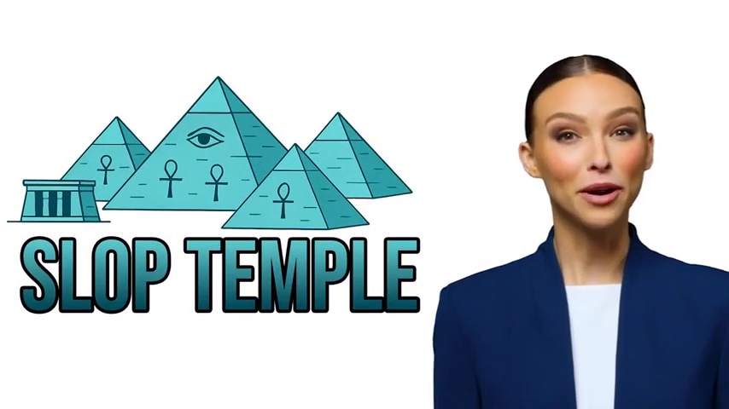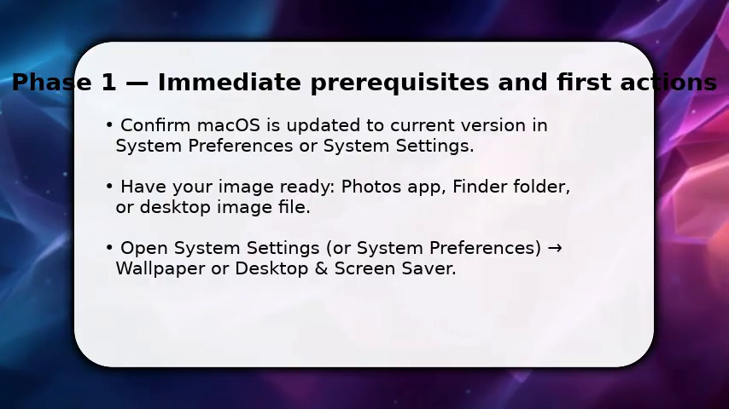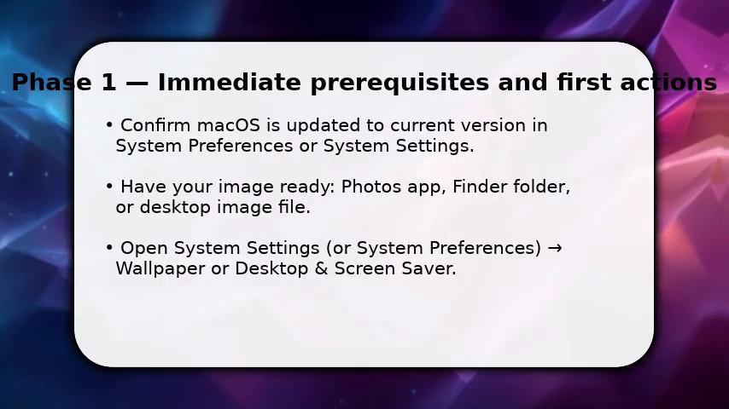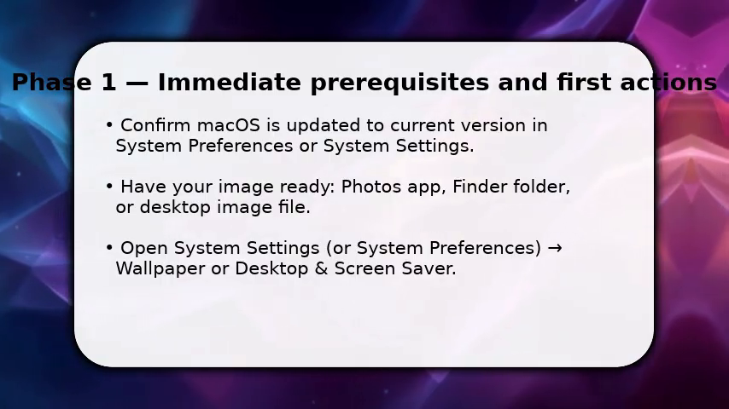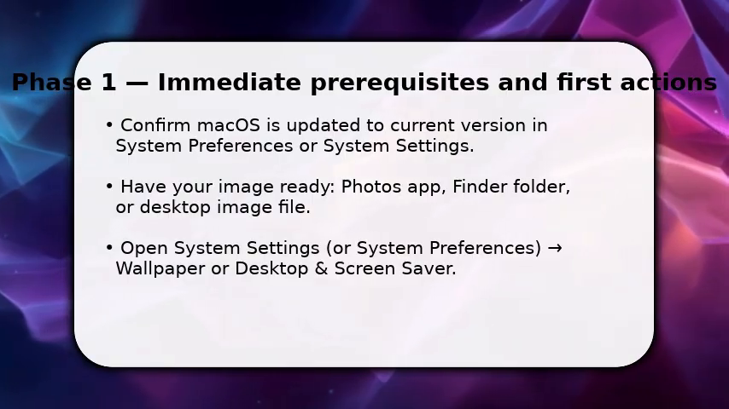We pray this video helps. You begin by opening System Settings. Don't pause. Make sure your MacBook Air M1 is plugged in or awake because large images can trigger sleep. Once done, locate Wallpaper or Desktop and Screensaver. You'll find it under the main settings list.